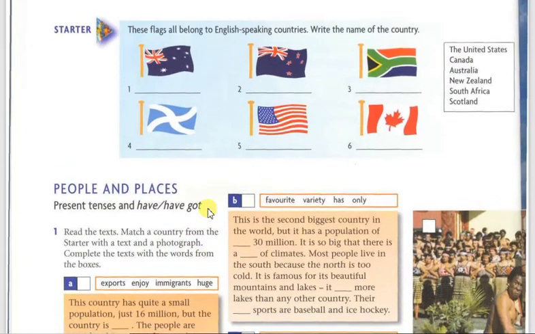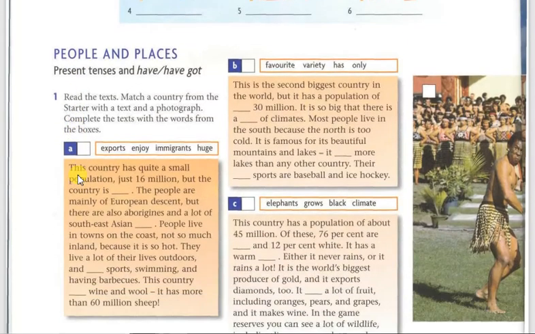It is good to look for more flags than the ones that are before you. You can look for other nationalities, other countries with their flags. That would be fine. Okay. Now let's see, with a special focus upon present tenses have and have got.